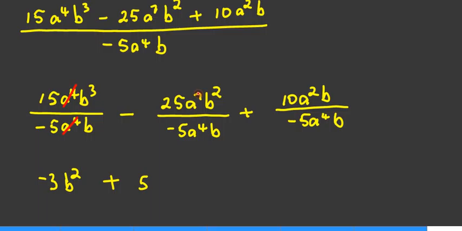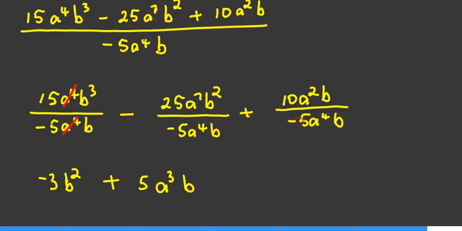Now we got to watch our exponents here. A to the 7th over a to the 4th. So what we do with those exponents is we subtract them. So we end up with a to the 3rd. It's the same thing we did with the b's over here. And here we have b squared over b, so we end up with just b.